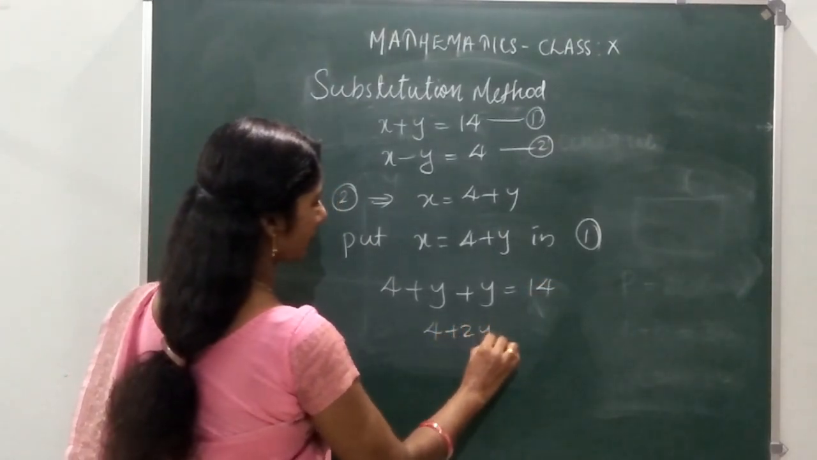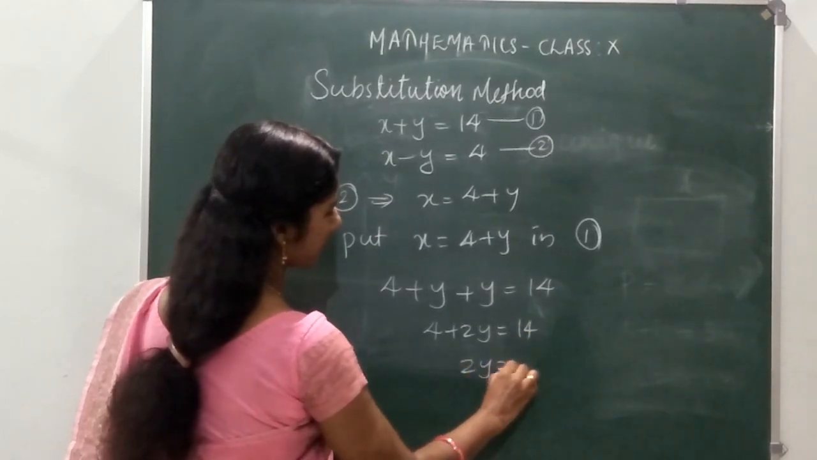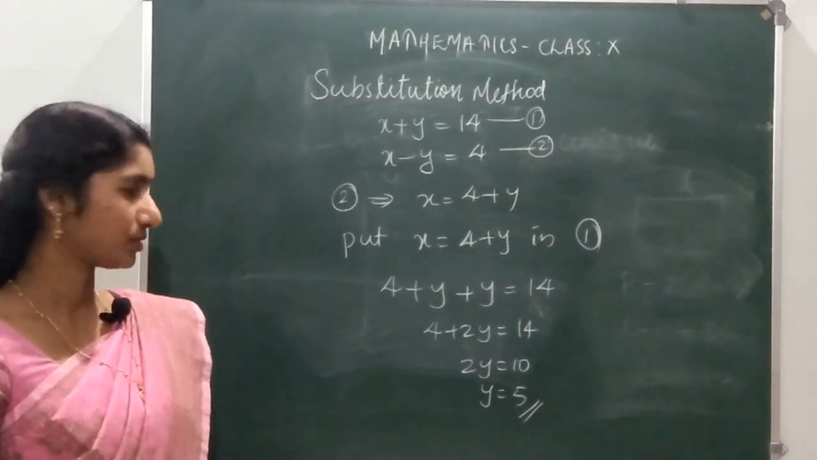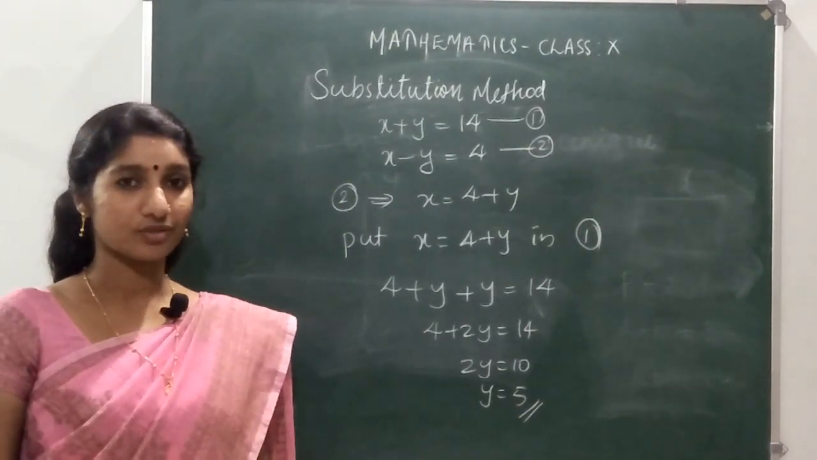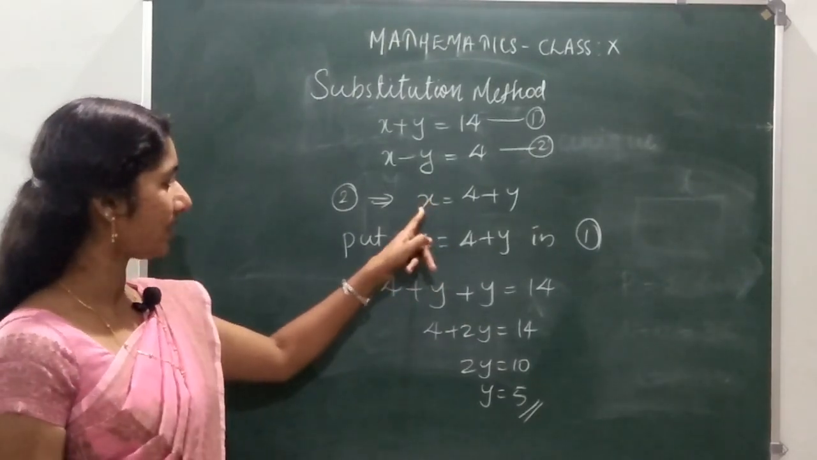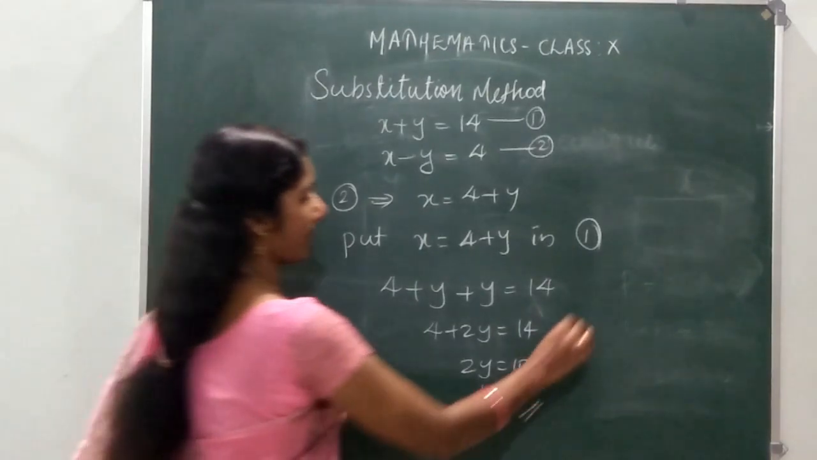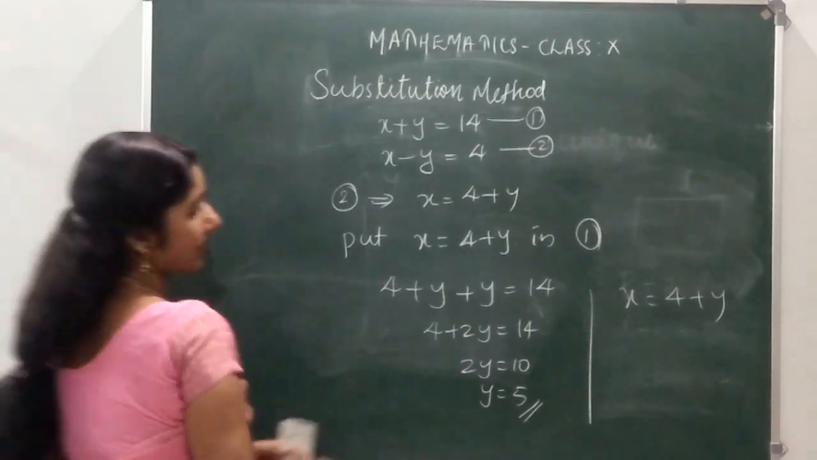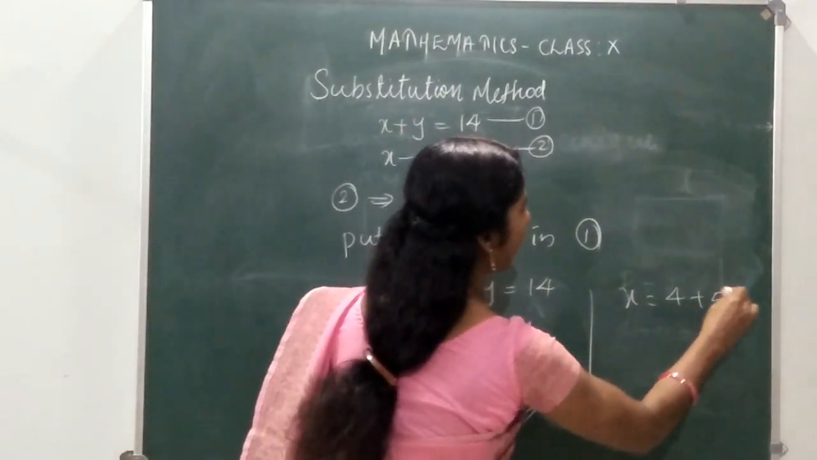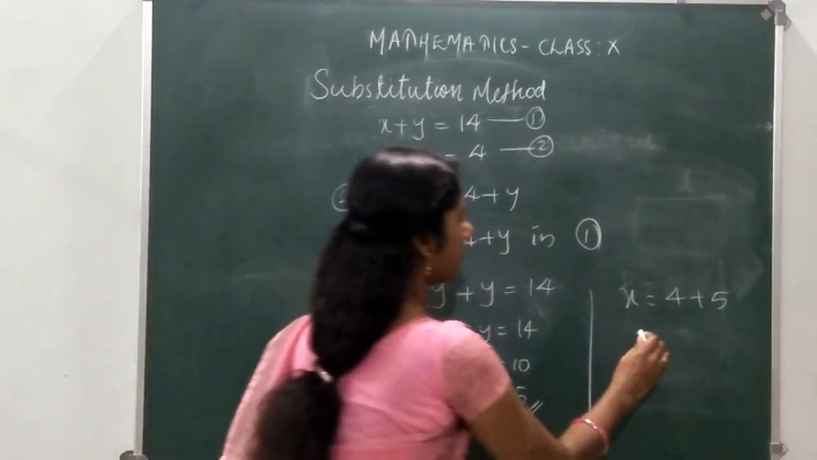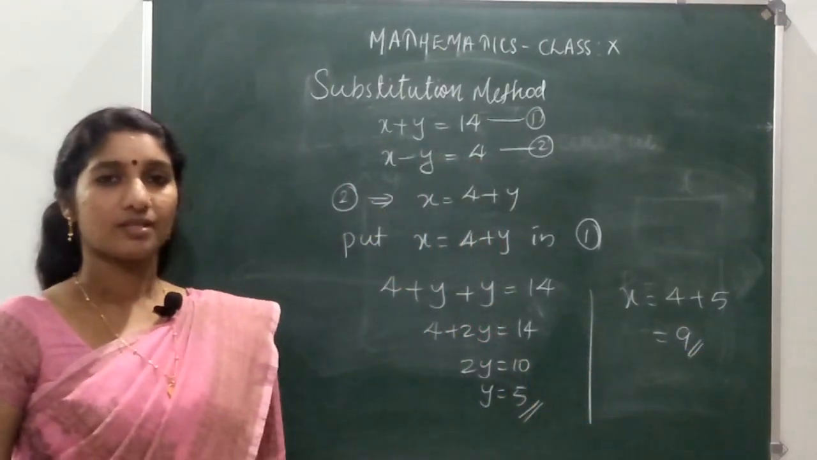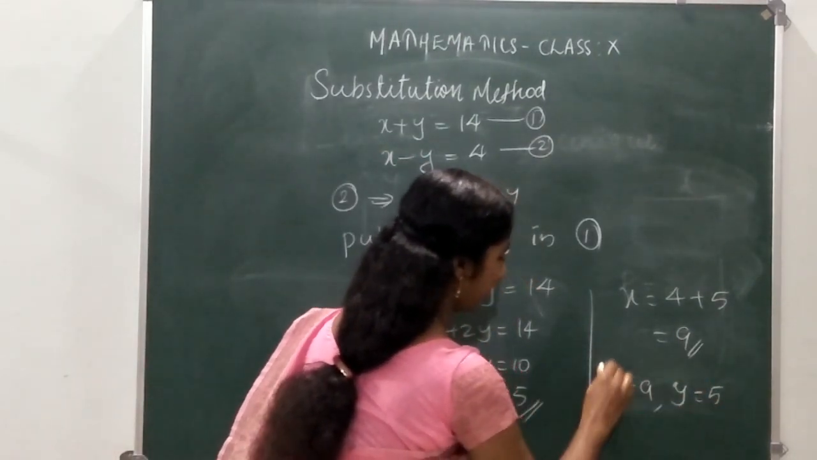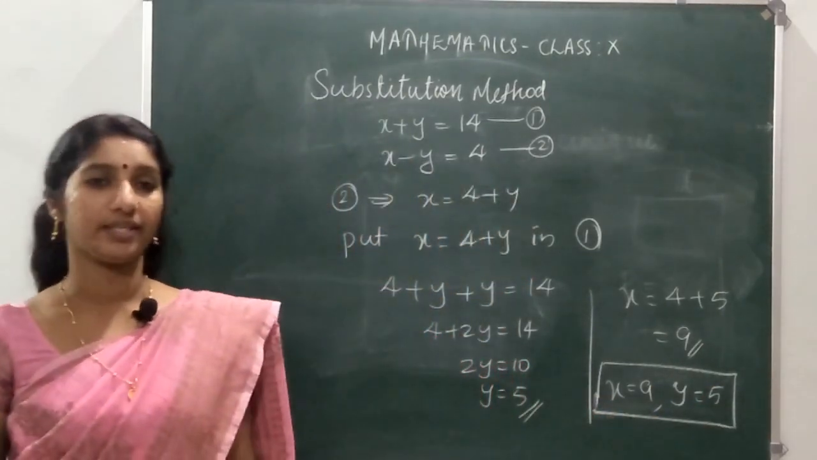So, 4 plus y plus y, we are getting 4 plus 2y is equal to 14. So, 2y is equal to 10, so y equal to 5. We got the value of y equal to 5. Then one more variable is there to solve. How will we get the value of x? x is equal to 4 plus y. Instead of y we substitute 5. We are getting x is equal to 9. So, the final answer you need to write is x equal to 9, y equal to 5 is the solution of the pair of linear equations.